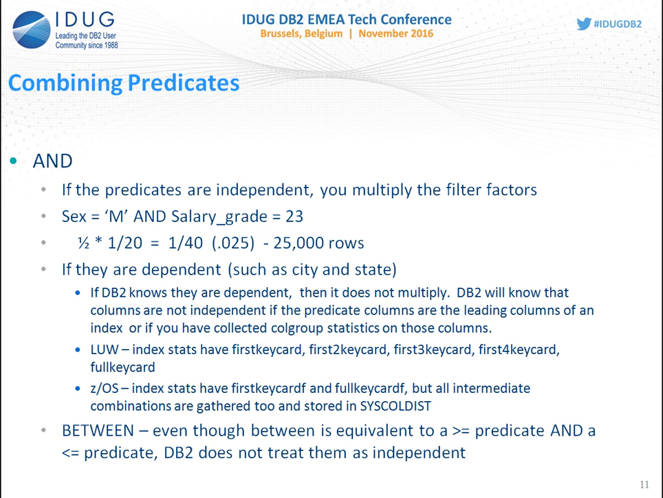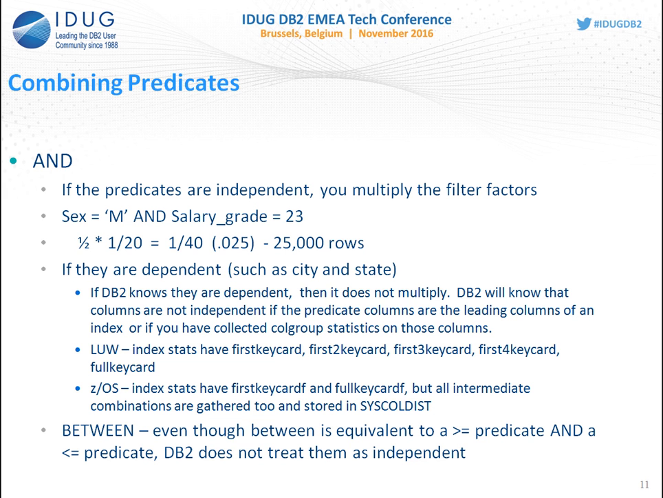Question? Sure. Did it change in version 12? Because I saw the full key card F also in SYSCOLDIST. Well, full key card F is first key card F and full key card F. No, the combinations of all the columns, I also see the full key card F in SYSCOLDIST. Oh, it could be. I didn't look, so I'm not sure.